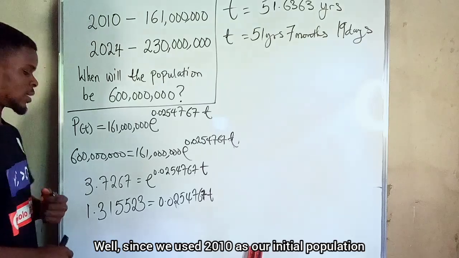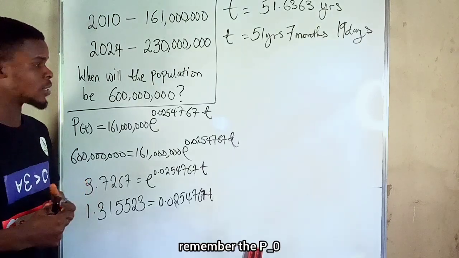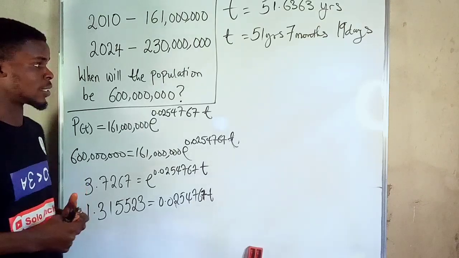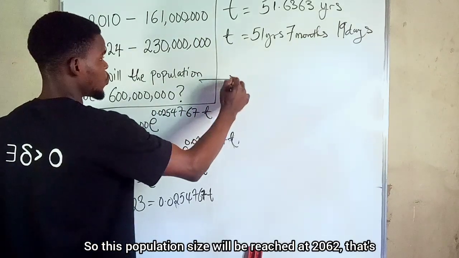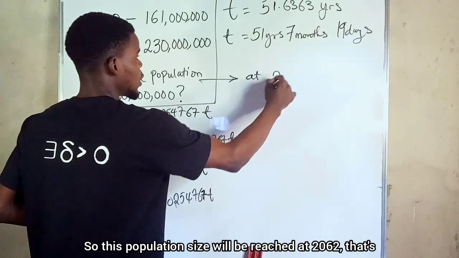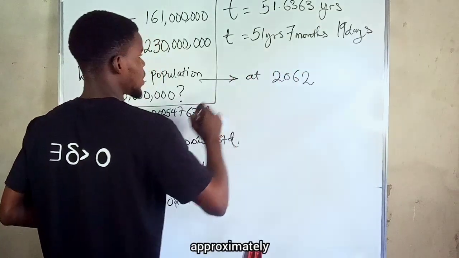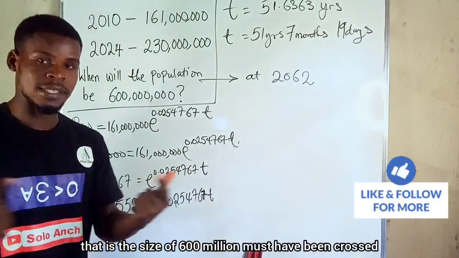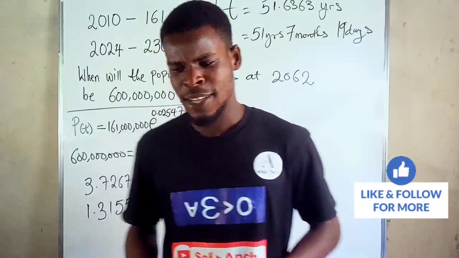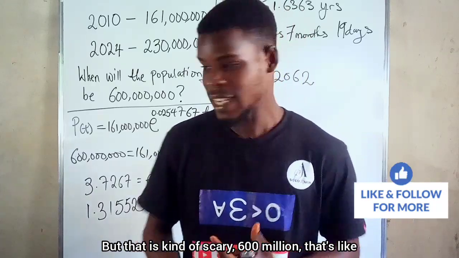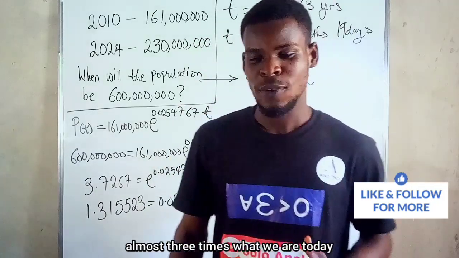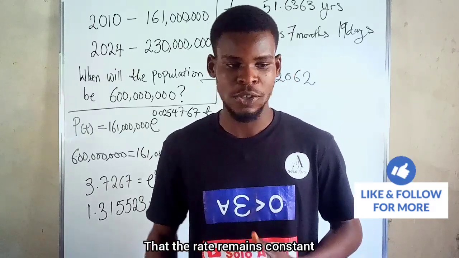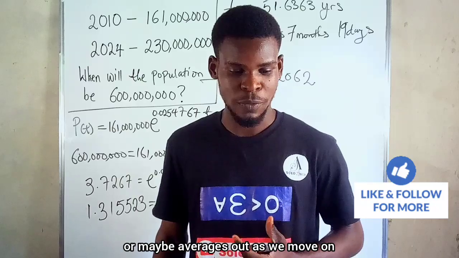Since we used 2010 as our initial population, remember the P0, we're going to add 52 years to 2010, which will give us 2062. So this population size will be reached at approximately 2062. That is to say, by 2062, the size of 600 million Nigerians must have been crossed. But that is kind of scary. 600 million is almost 3 times what we have today. But that is based on the assumption that the rate remains constant or averages out as we move on.